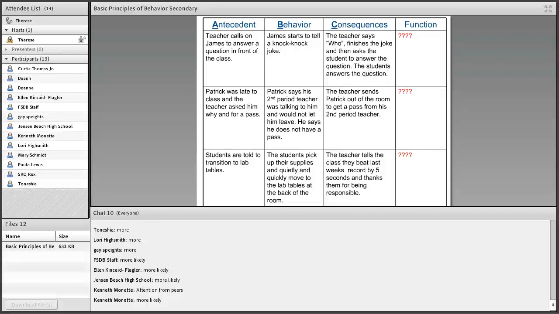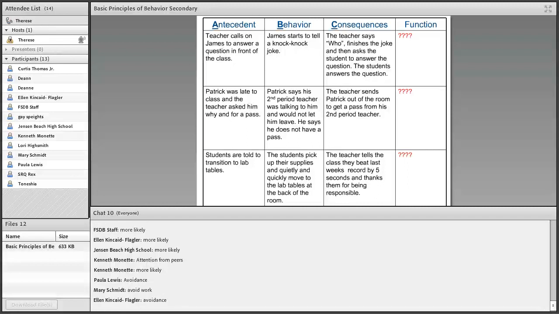All right, let's look at Patrick, the antecedent. Patrick was late to class, and the teacher asked him why and for a pass. The behavior. Patrick says his second period teacher was talking to him and wouldn't let him leave. He says he does not have a pass. So the consequence for that, immediately the teacher sends Patrick out of the room to get a pass from his second period teacher. So regardless of whether or not Patrick's verbal statements were true, what is the possible function of Patrick saying those things?